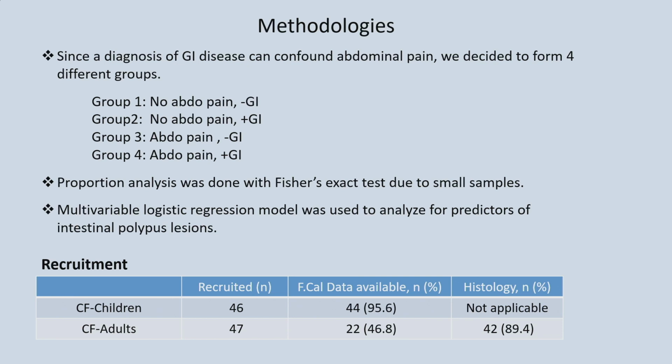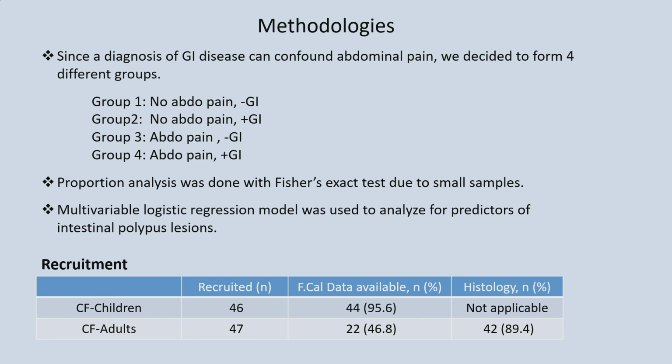Since the diagnosis of GI disease can confound abdominal pain, we decided to form 4 different groups: no abdominal pain with or without GI condition, abdominal pain with or without GI condition. We did proportion analysis using Fisher's exact test and multivariable logistic regression to analyze predictors for polypoid lesions.